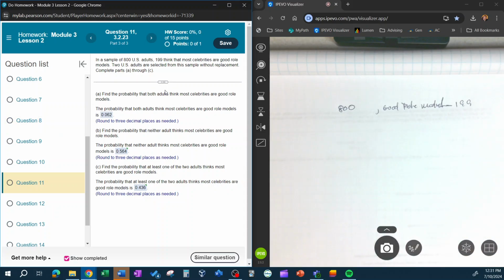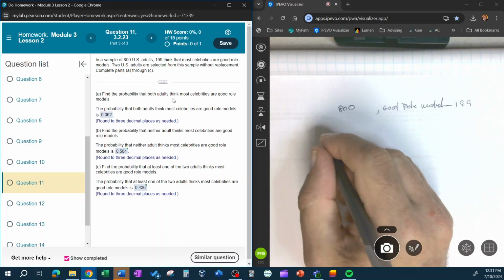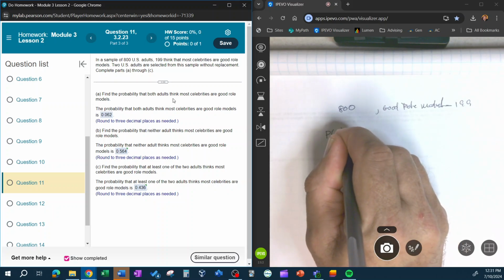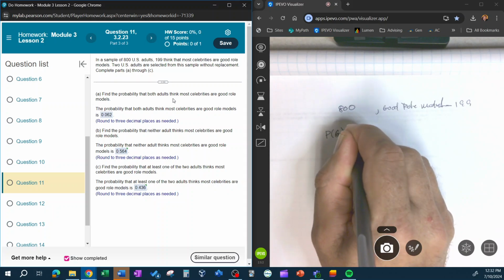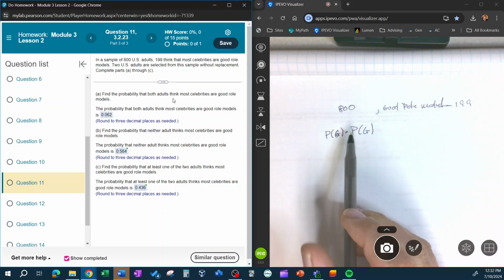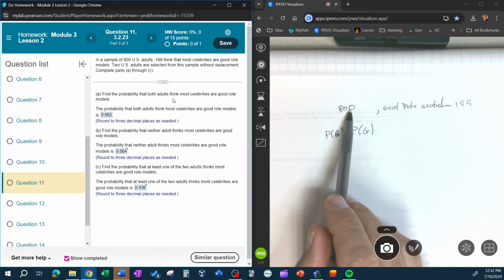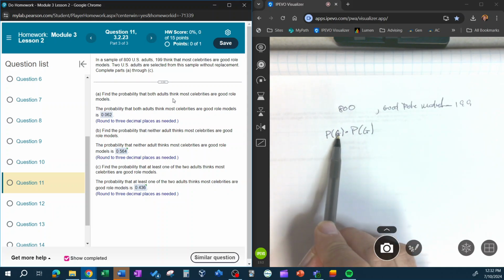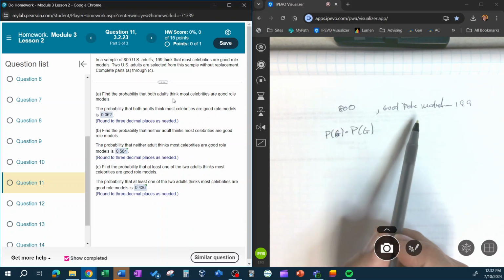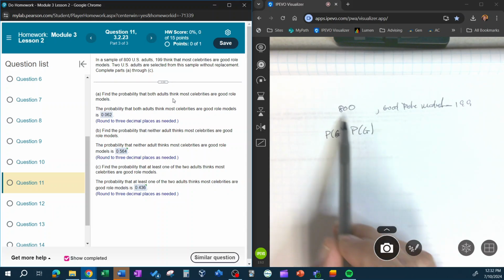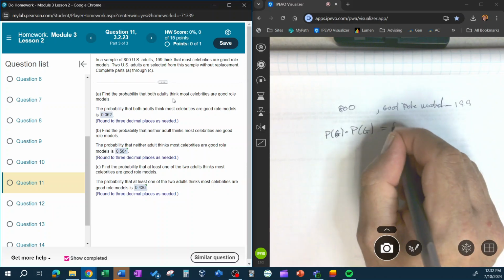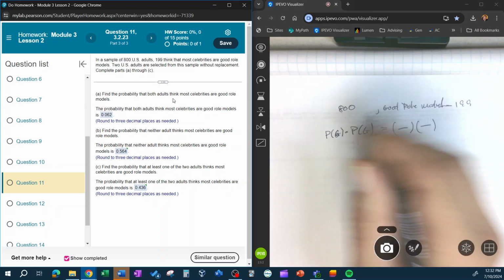Find the probability that both adults think celebrities are good role models. So we're going to have 2 events here. I'm going to randomly select someone from this 800. What's the probability that this first person I pick thinks celebrities are good role models? And then I'm going to do it again, and I'm going to multiply. Both means this and that. That's the multiplication rule. So the denominator is going to be the total.